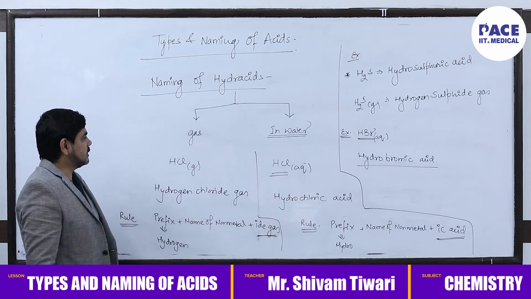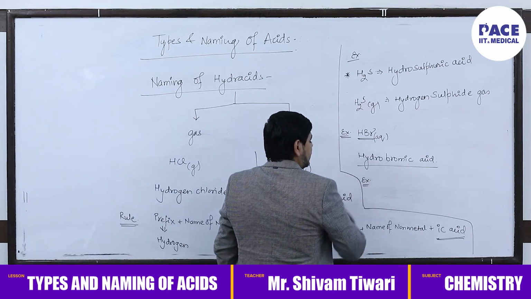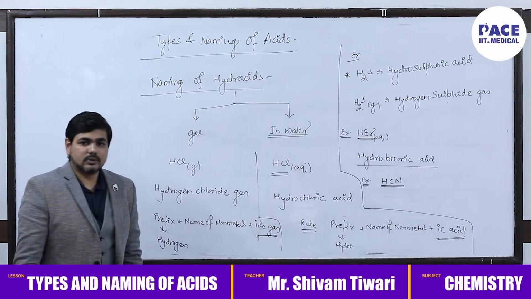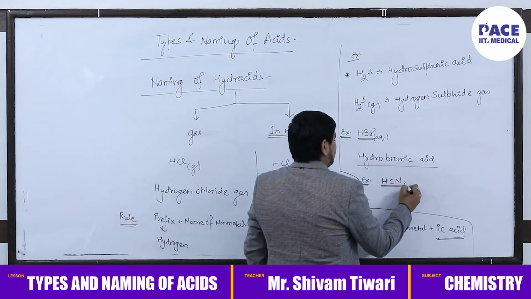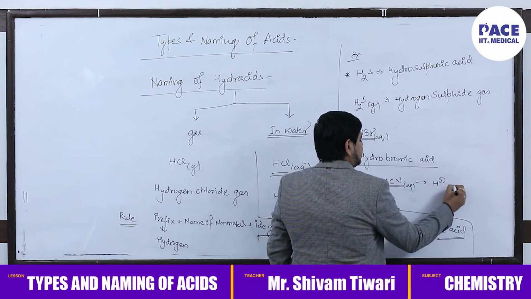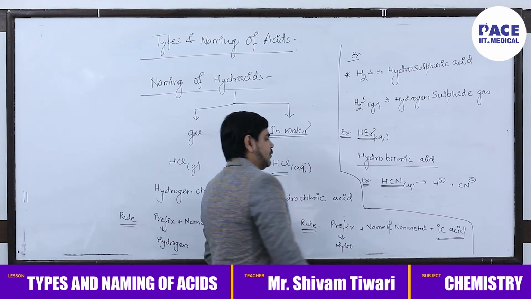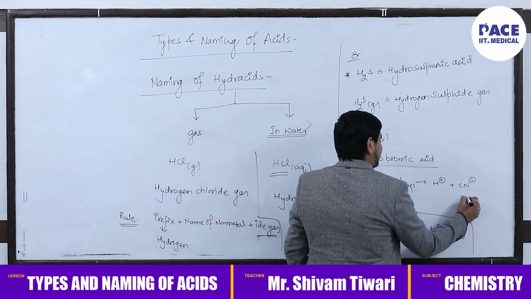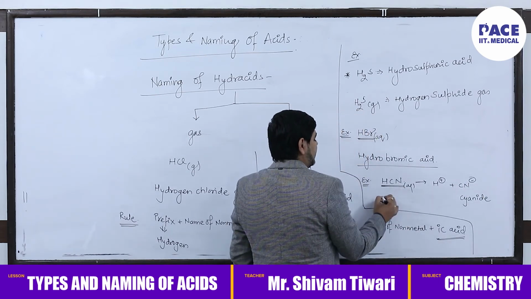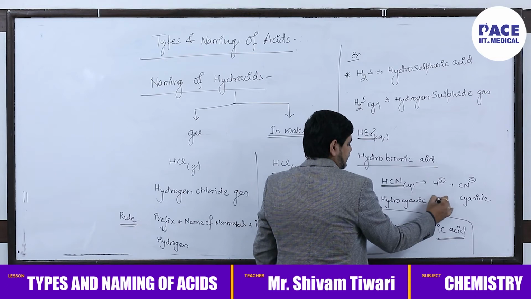Now if we have to write, let's say, one more example, HCN. You have to write the name of HCN. So now you have to think HCN in water, let's say aqueous. So you have to think that it is going to break into H+ and CN-. Now we are aware that CN- is called cyanide. So the name of this acid is going to be hydrocyanic acid.